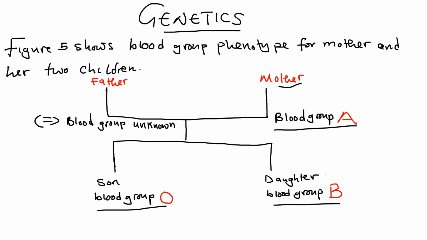When you are given such a question, one possible question you might be asked is: what is the phenotype, what is the blood group for the father? Or what is the phenotype for the blood group of the father, or the genotype? That is one possible question, because the blood group of the father is unknown. I'm not saying that is the question, but it is a possible question you can expect.